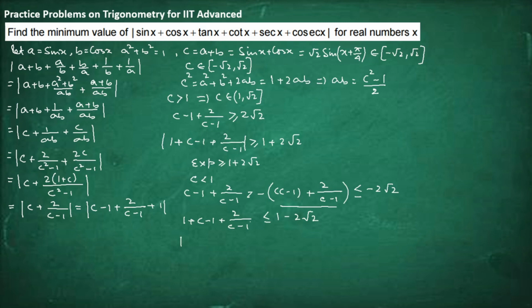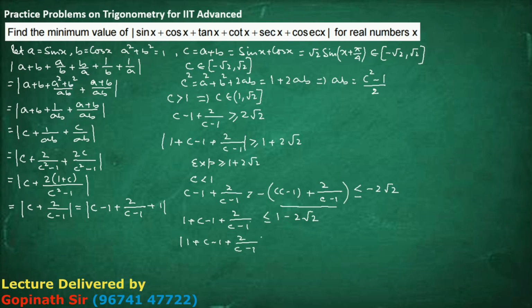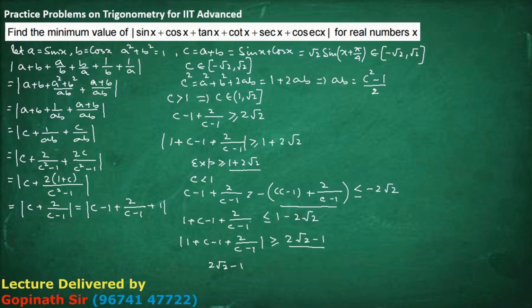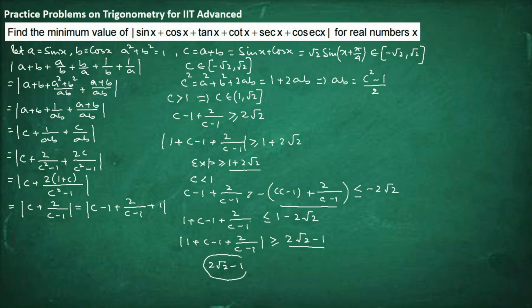Is this clear? Now, if we take mod, then this value will be greater than or equal to 2 root 2 minus 1. Is it clear? Therefore, the minimum value of the expression given is nothing but 2 root 2 minus 1. Have you understood this? The expression is greater than or equal to 1 plus 2 root 2. Again, the expression is greater than or equal to 2 root 2 minus 1. So, the minimum between these two numbers is 2 root 2 minus 1. Therefore, the minimum value of the expression is 2 root 2 minus 1.